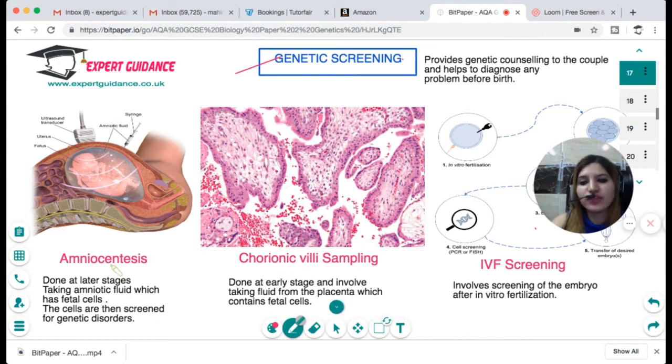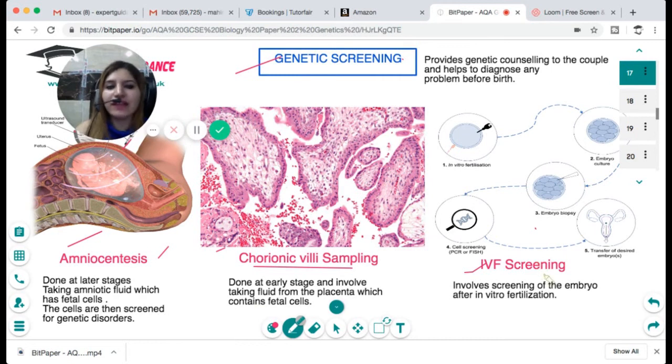Now, how do we do that? There are three methods. One is amniocentesis. You can see in amniocentesis, we take out the amniotic fluid that is surrounding the fetus, and it has some fetal cells, and then we screen that for genetic disorders. This has to be done at a later stage, around 16 to 20 weeks, whereas chorionic villi sampling can be done at an early stage, and it involves taking a sample from the placenta, which contains the fetal cells.